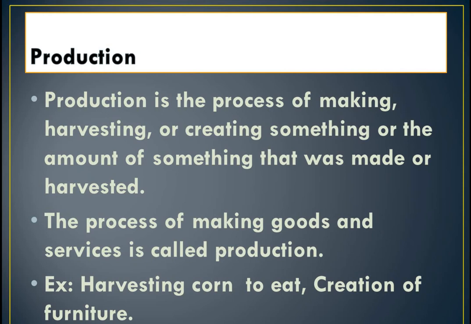Here we study mainly about the producer's choice of production, when he knows the costs and prices of different goods and services. I will give you an example. If the price for potato is very good in the market, obviously the producer will produce potato only. If the price for banana is very high in the market, the producer will produce banana. This is what we study under economics, under production. I have also given examples: harvesting corn to eat, creation of furniture. These are the examples for production.